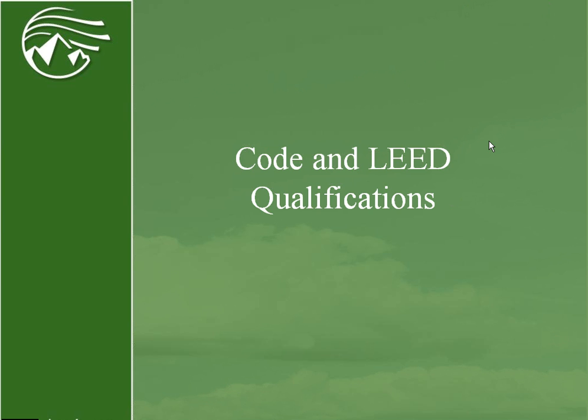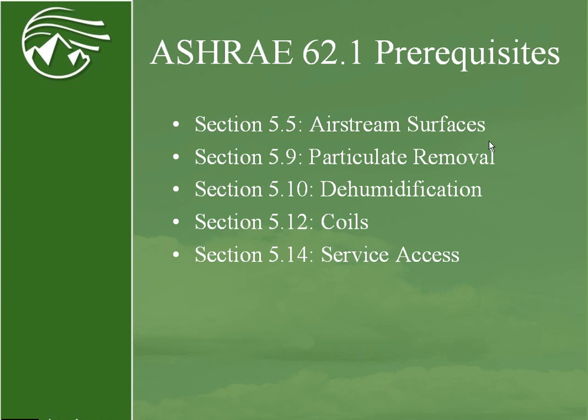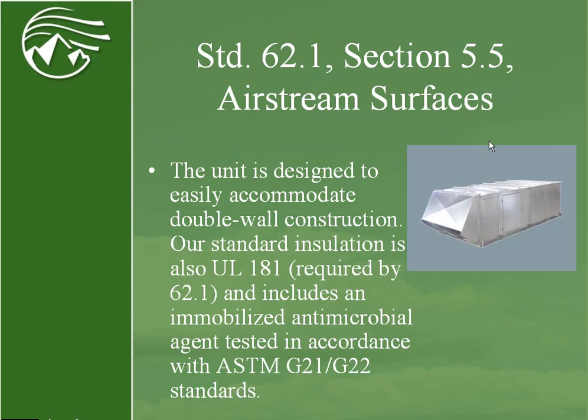So if we take all those advantages of the dedicated outside air system and we look at the code and we look at LEED qualifications, there's a lot of points that you'd actually apply for through this unit. We're going to take a look at each one of those briefly. Let's look at ASHRAE 62.1, which talks directly about indoor air quality and ventilation. There's 5 different points that we've bulleted here that we're going to take a look at.